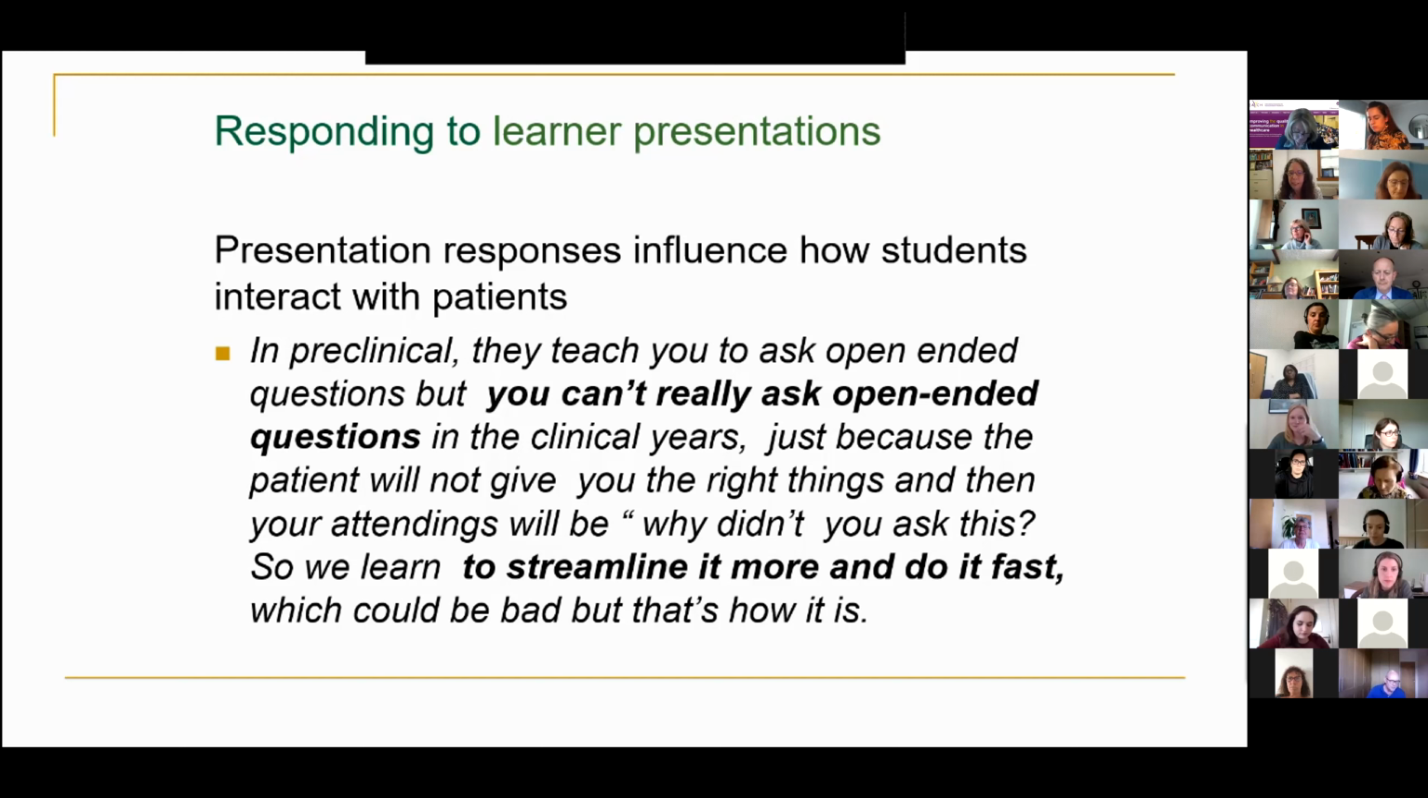But we know that if the main feedback they're getting is about, did you ask this and did you ask that, and you need to be faster, that when you look across the board, learners say, well, when I'm in a time crunch, what I let go of is my communication skills. And it turns into an interrogation to get a lot of questions answered, which we know can have quite an impact on patient care.